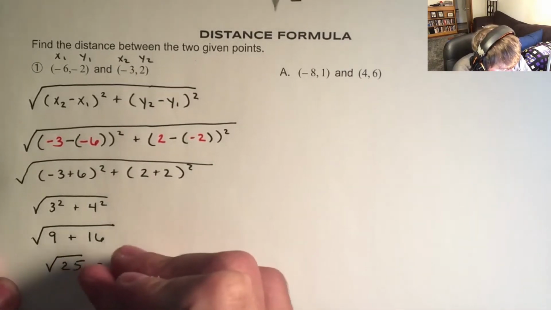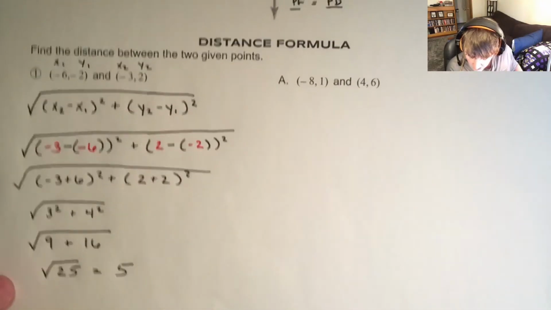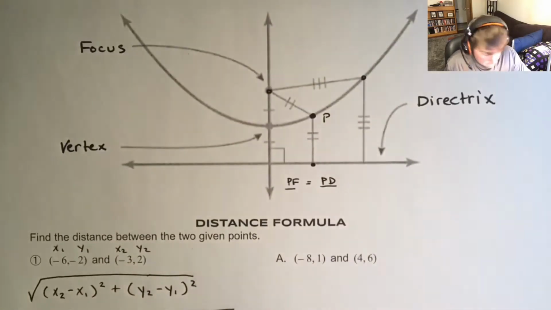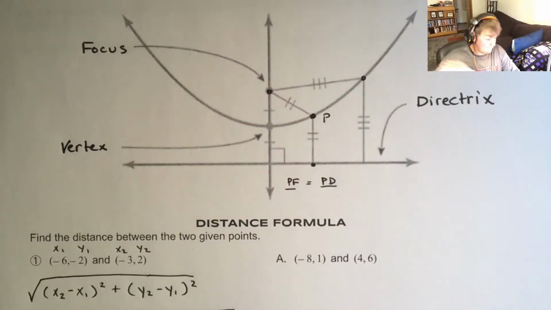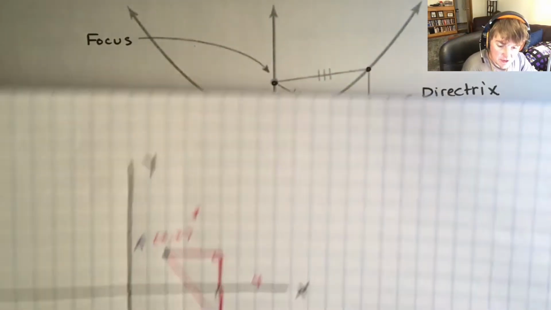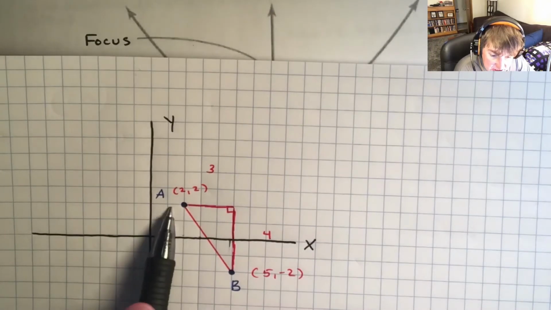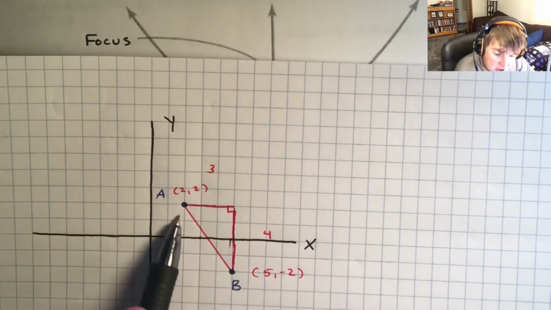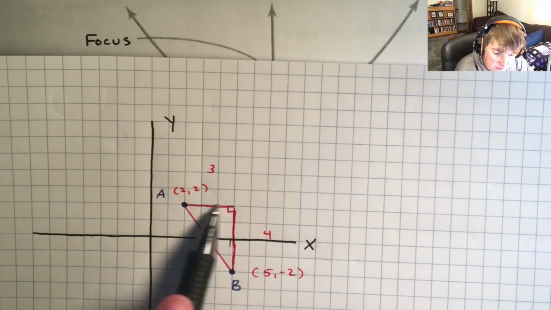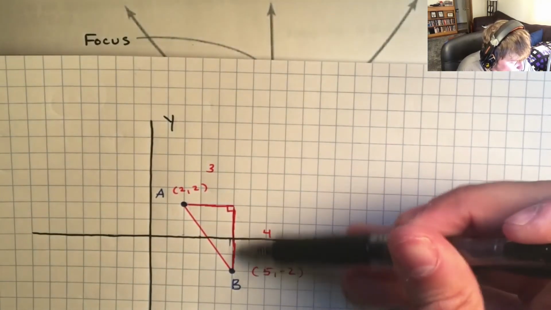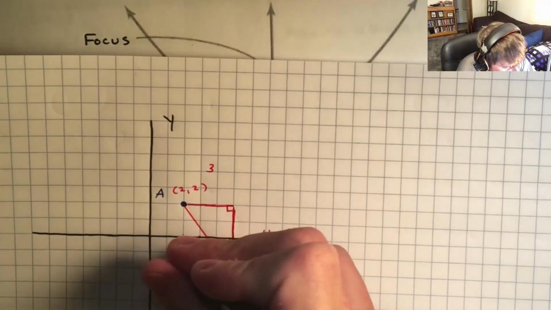So the distance between these two points on the coordinate plane is 5. I have a visual of that here. That would be like if I had these two points here. Their distance from here to here is 5, based on the x-axis difference being 3 and the difference in the y values being 4. The Pythagorean theorem tells me this is 5.